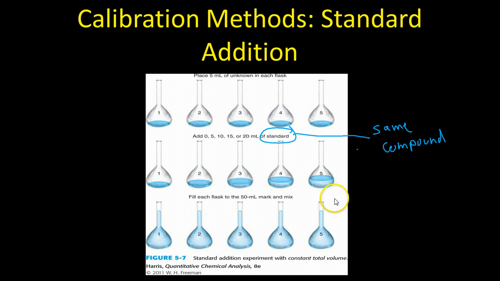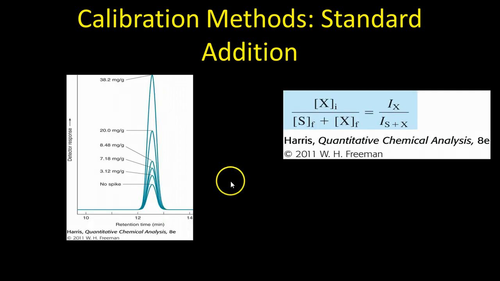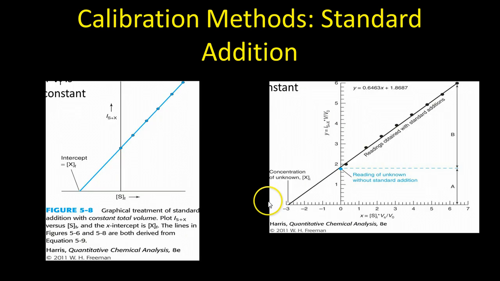What you'd imagine if you measured, in this case, this is chromatography, which we're going to talk about later in the semester. What you should see is an increasing signal, and each one of these signals should increase roughly in proportion to that volume. And you can use this equation here to figure out what your volume should be.